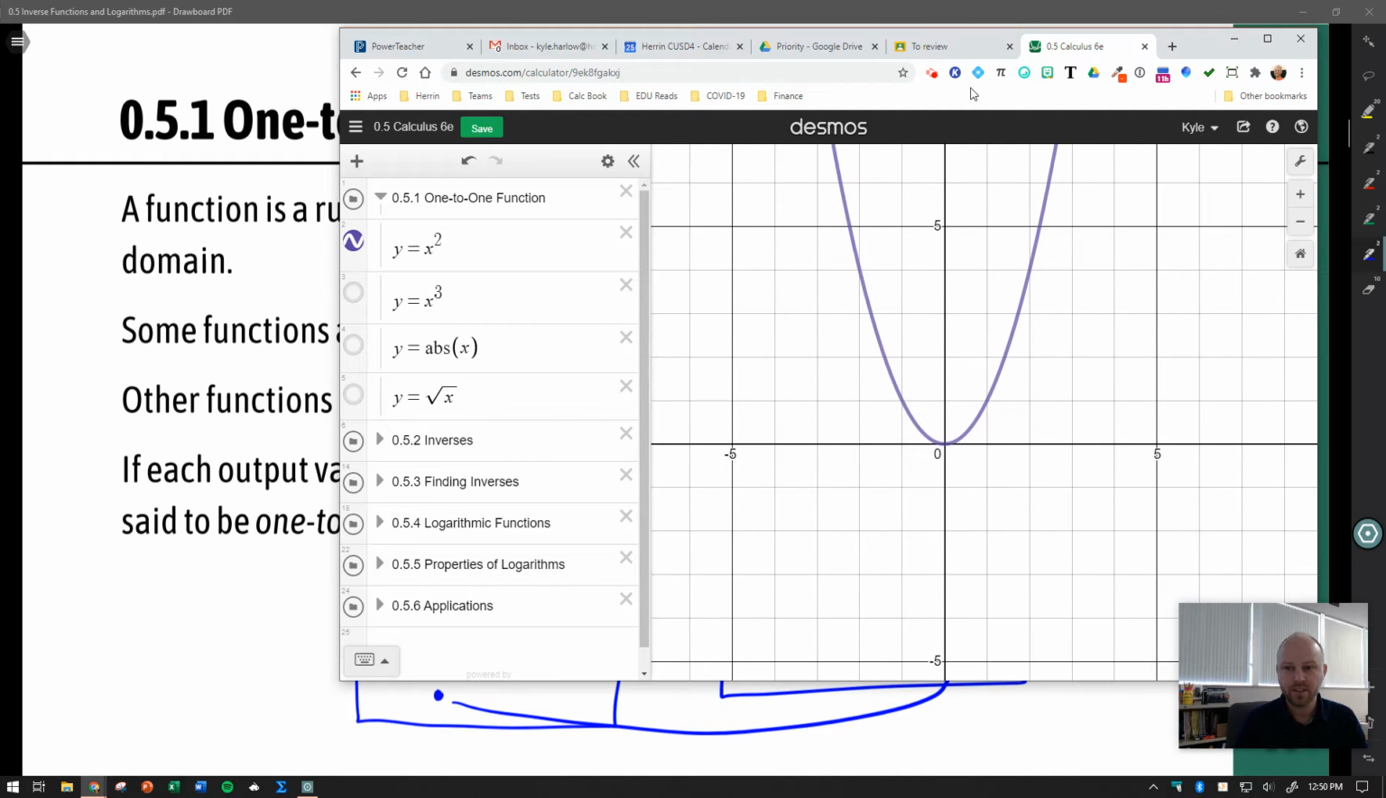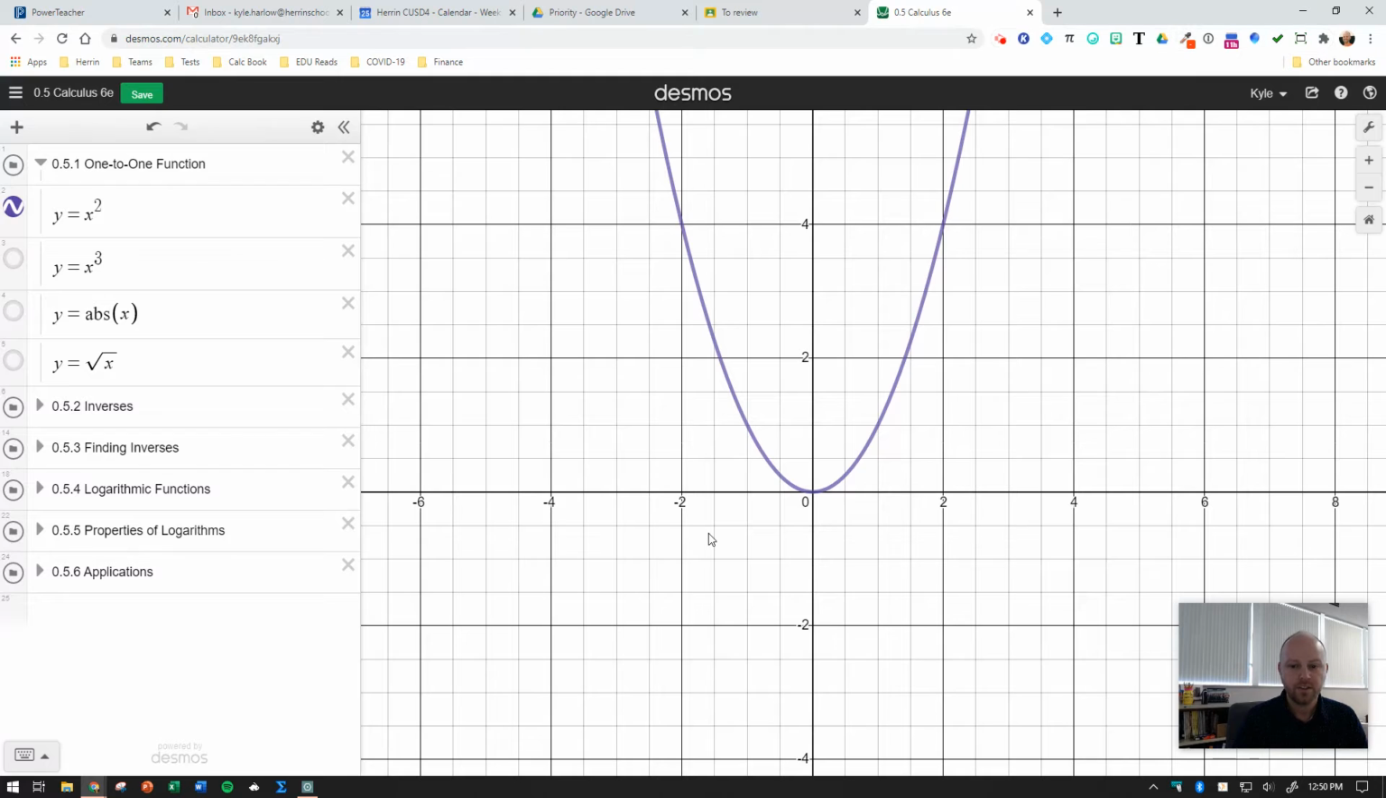Let's take a look first at x squared. So for this function, the domain value of 1 is mapped to 1. But also the domain value of -1 is mapped to 1 as well. So the element from the range, 1, has been used twice. The same with the element from the range, 4. It is mapped to 2, but 4 is also mapped to -2.